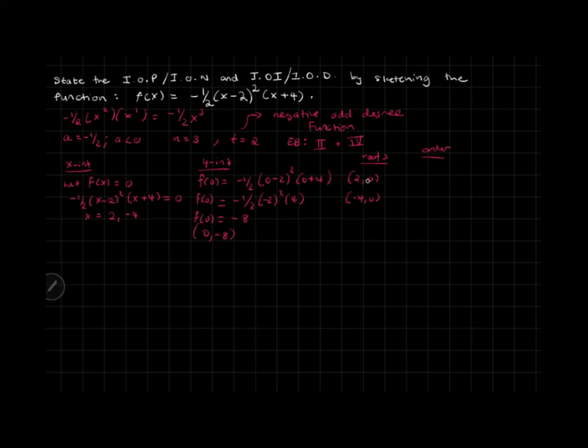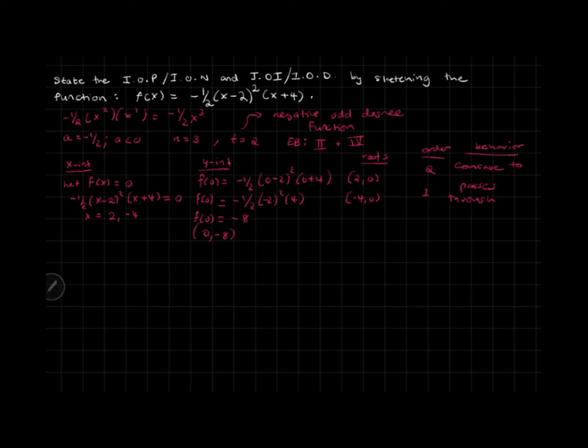The order of the (2, 0) root is a 2. This order is a 1. So the behavior around these roots: it passes through the (-4, 0), but it's going to be concave to the (2, 0). Does that make sense? So keep that in mind.